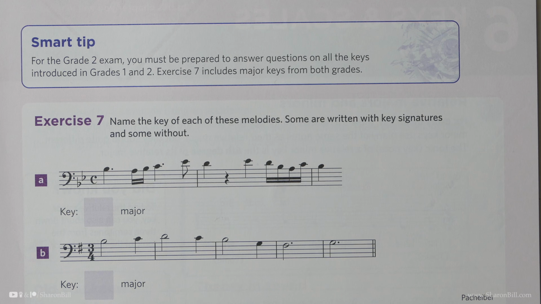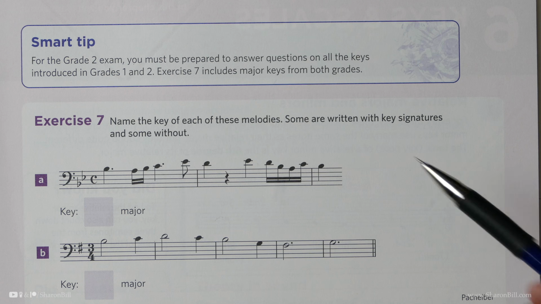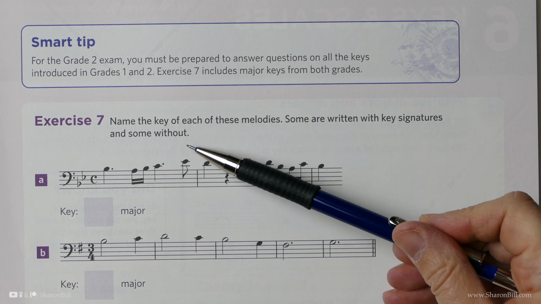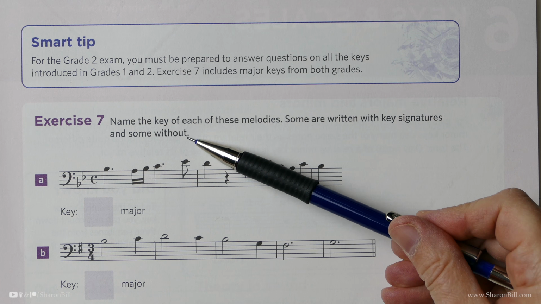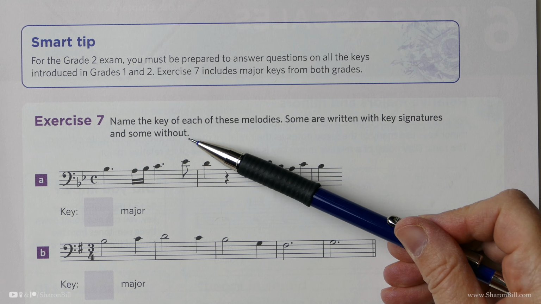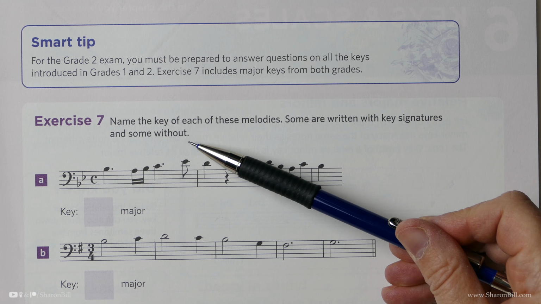Let's move on now to page 29 of the Grade 2 Discovering Music Theory workbook. We are now asked to name the keys as shown in exercise 7, so we're going to have to do a little bit of detective work. Sometimes we're going to get a key signature, sometimes we're going to have accidentals instead of a key signature, and we're also now going to have to remember the keys of all of the music that we've covered in the scales of grades 1 and 2.